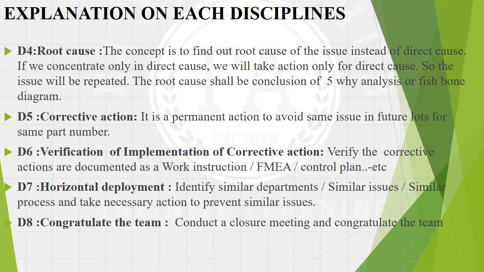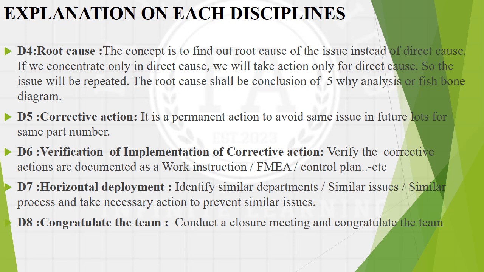Next, verification or implementation of corrective action. QA or a cross-functional team can verify whether the corrective action is implemented: the updation of drawing, process documents, manufacturing instruction, bill of material, FMEA or control plan, whatever documents were supposed to be updated, that they were updated. And after a period of time, QA or the cross-functional team can review the effectiveness of this corrective action. So this is what this step, D6, is telling.